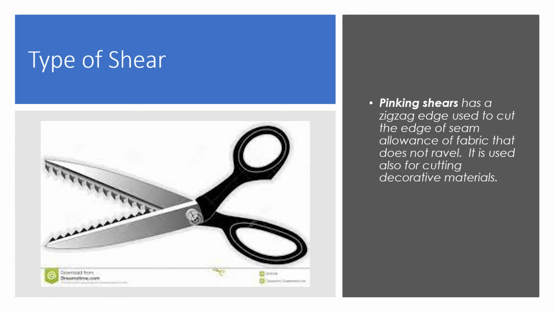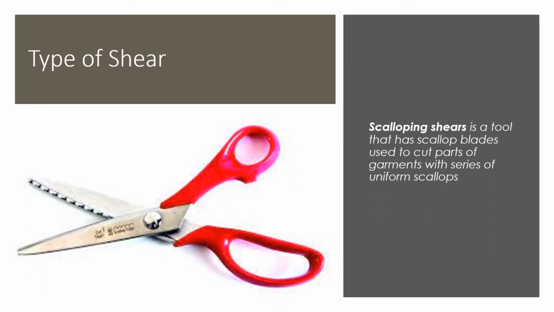Next, we have the pinking shears. It has a zigzag edge used to cut the edge of seam allowance of fabric that does not roll. It is used also for cutting decorative materials. Another type of shear is the scalloping shear. It is a tool that has scallop blades used to cut parts of garments with a series of uniform scallops.